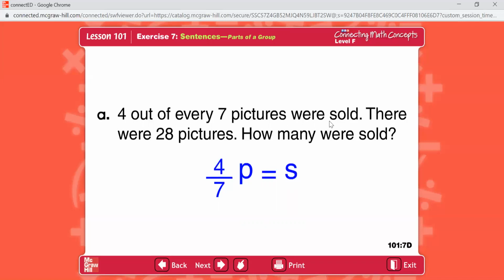Put in the number the problem gives, then work the problem. It gives you 28 pictures. You'll plug that in for P. Pause the video now to solve. The answer is 16 sold pictures.